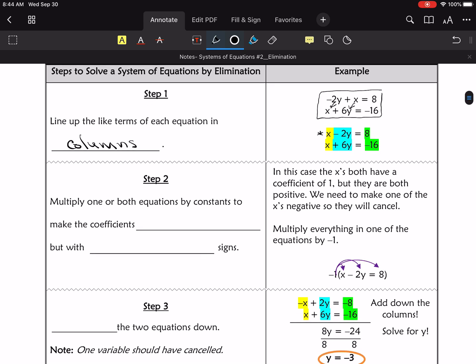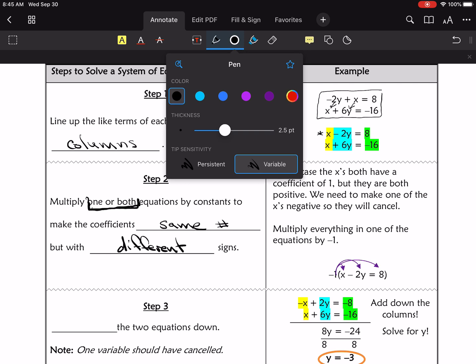Once I have that set up, I need to multiply one or both equations, so sometimes we'll have to multiply both, to make the coefficients the same number, but with different signs, okay? So the idea here is to add the two equations together and one of the variables cancel out. So in order for that to happen, they have to be the same number, but one has to be positive and one has to be negative.